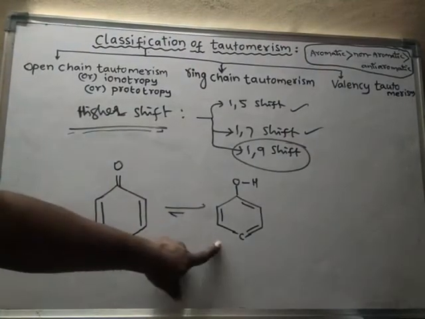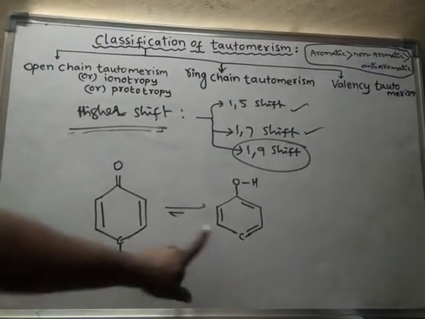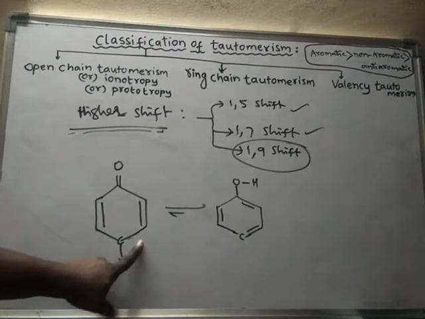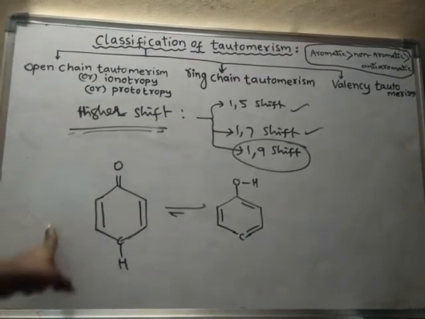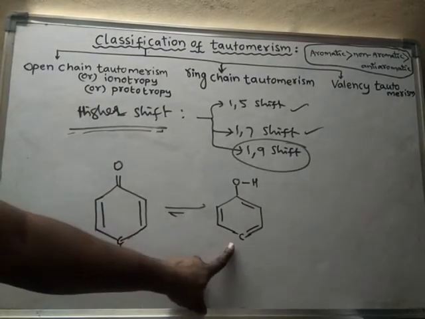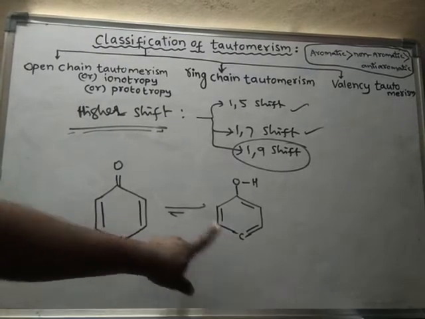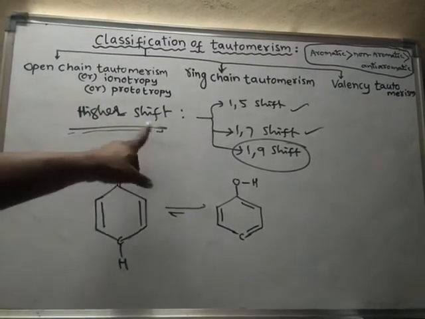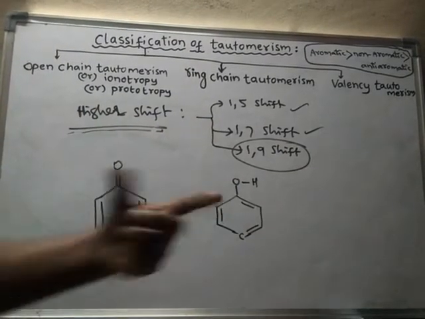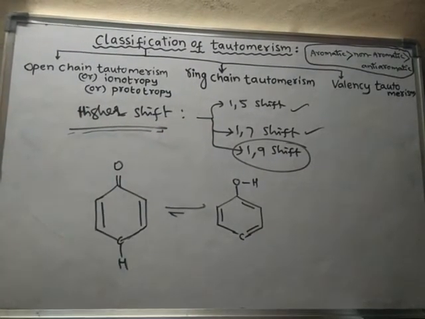Already we have seen this example. So phenol, and the other form is this one. This is anti-aromatic and this is aromatic. Hence it is more stable. That is why enol is more stable than the keto form in 1,5 shifts, or else in higher shifts, the enol form is more stable than the keto form, right?